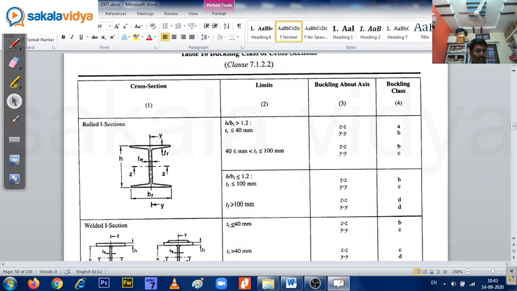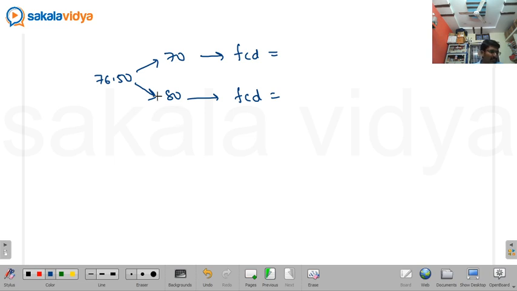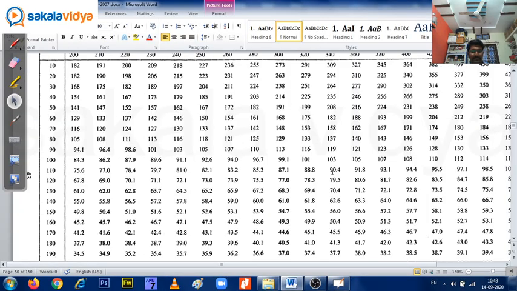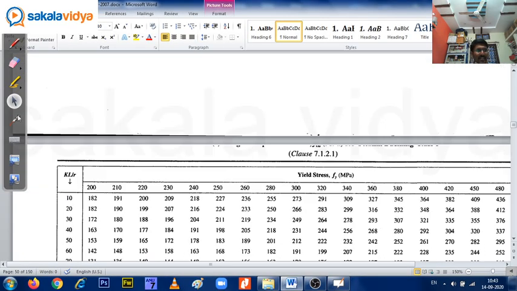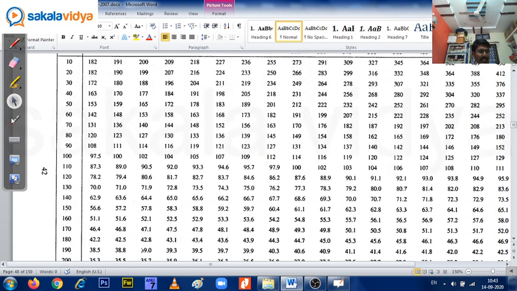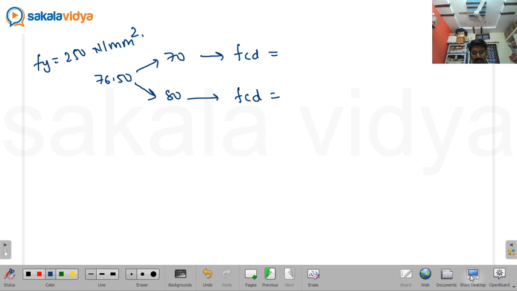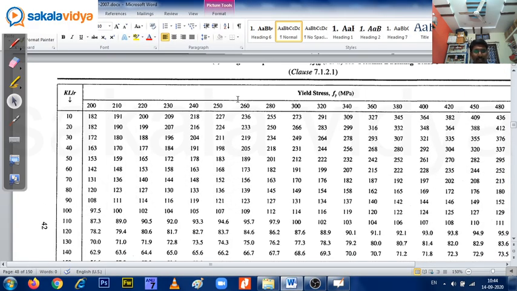What is the value of yield stress given in the question? Yield stress is 250 Newton per mm square. So this is our class D and this is our class C. As our value lies between 70 and 80 and our yield stress value is 250, we have to refer to this column.